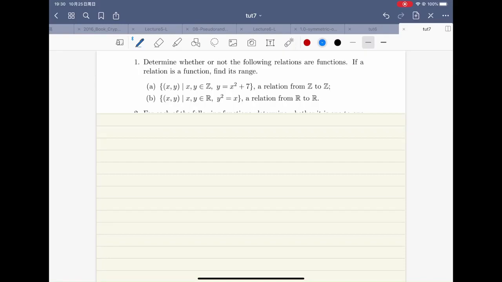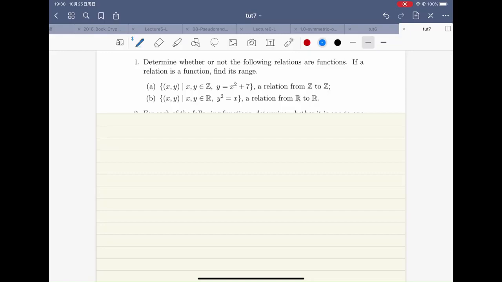Let's have a look at the first question together. Determine whether or not the following relations are functions. If a relation is a function, find its range. So for the first relation, we have an ordered pair (x, y). Both x and y belong to the integers, and we have y equals x squared plus 7, and it says this relation is from integer to integer.